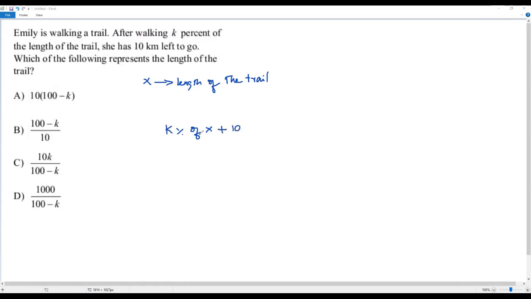So let me add 10 to this. This is the distance she has already walked, that is k percent of the length of the trail, and this is the distance she has left to go. When we add them, we get the length of the trail. So it must be equal to x.